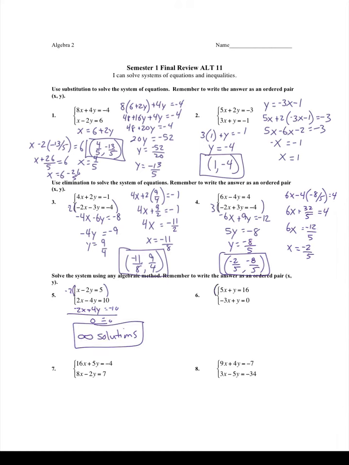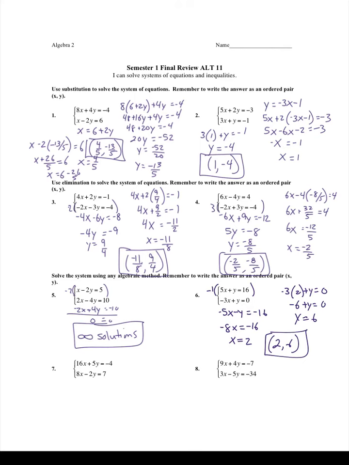For number 6, we can multiply the top one by negative 1 to cancel out the y's. Negative 5x minus y equals negative 16. We're going to get negative 8x equals negative 16, so x is 2. Plug that back in. Negative 3 times 2 plus y equals 0. Multiply that out, add the 6, and we get the answer 2, comma 6.